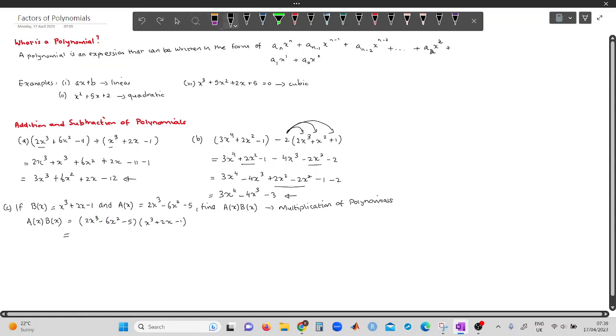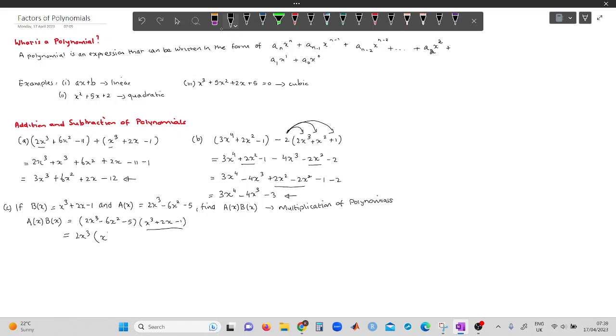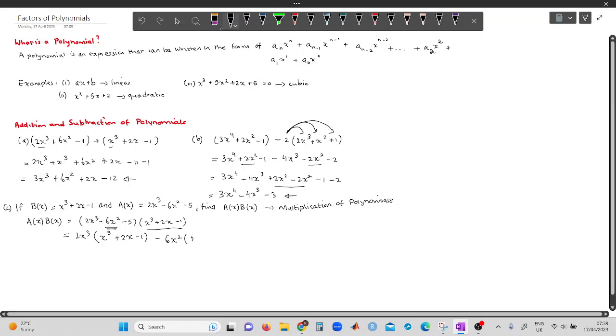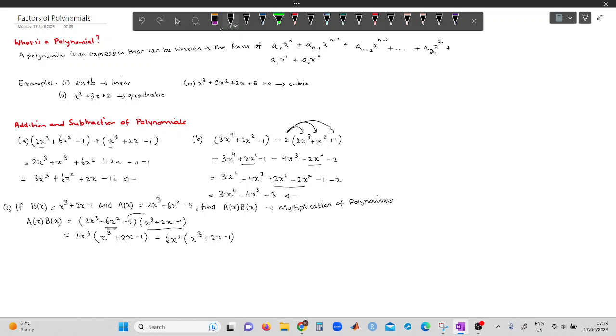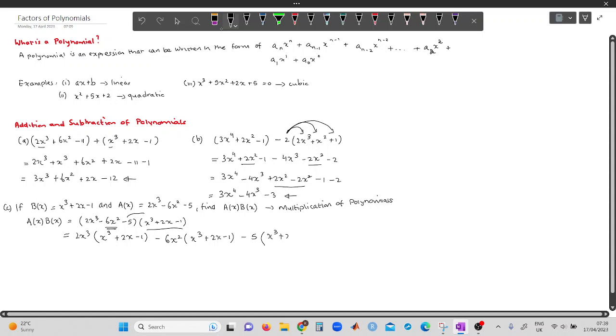Veut dire 2x cubed, il faut multiplier avec tout ce qui est là dans le deuxième polynomial. Donc nous prenons 2x cubed multiplied by x cubed plus 2x minus 1. Next, lequel nous pouvons multiplier avec deuxième équation là, minus 6x squared multiplied by x cubed plus 2x minus 1. Dernier, minus 5 should multiply by everything. Donc, minus 5 multiplied by x cubed plus 2x minus 1. Donc, là, qu'est-ce qui se passe? Tout simplement, nous expand, nous simplifions ce qui est dans le bracket.